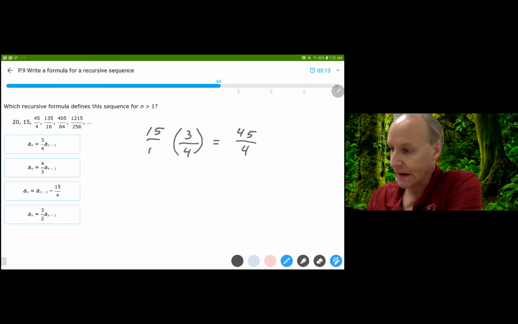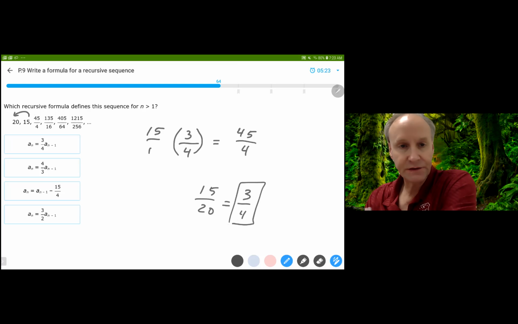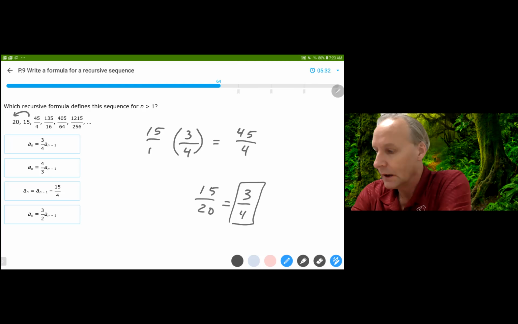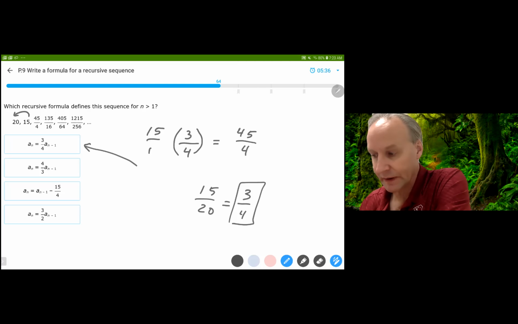One way of finding that is to take 15 and divide it by the previous term. 15 over 20 is 3 over 4 when you do that division. And that is your multiplier. So if you know it's a geometric sequence, you can divide it backwards and find your multiplier that way. 3 over 4 is my multiplier, and there it is right there.